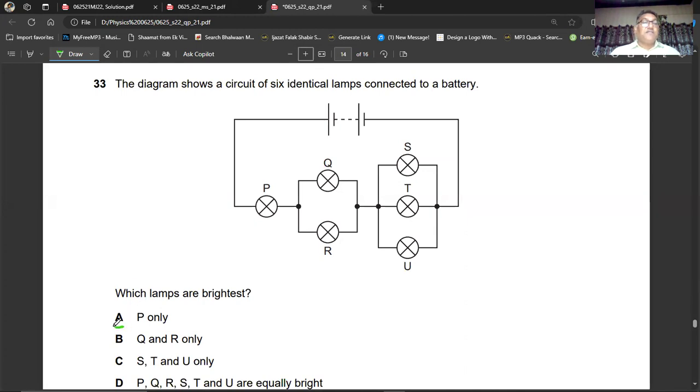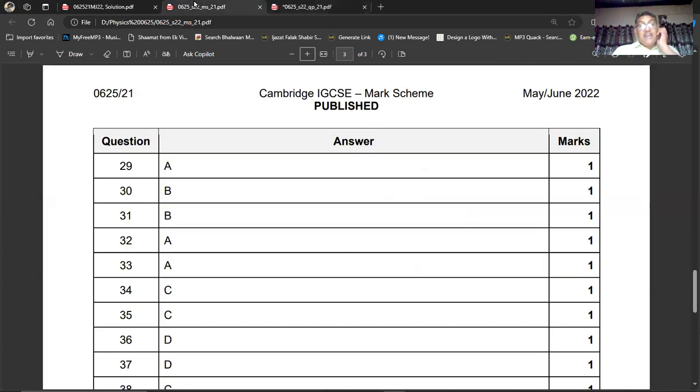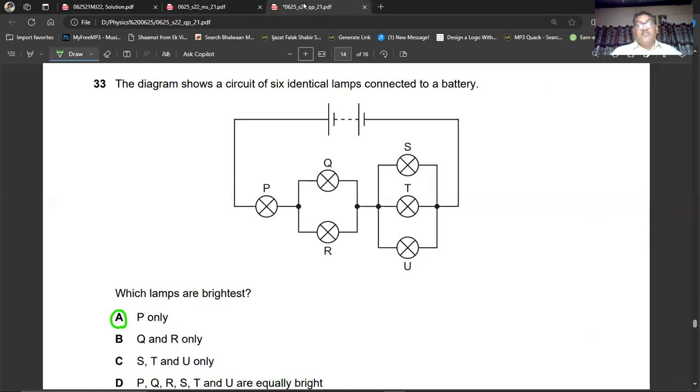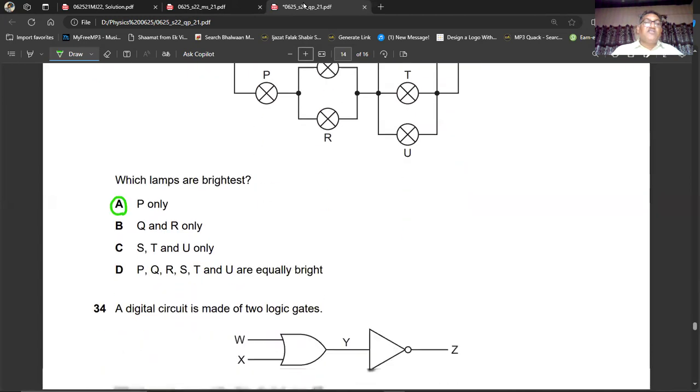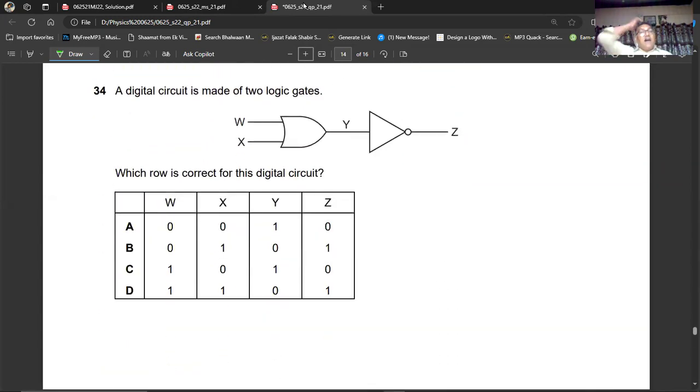So I think P. Question number 33, A is the right choice, sir. Question number 33, A is the right choice. I hope you understand this idea. A digital circuit is made of 2 logic gates. So which row is correct for this digital circuit?